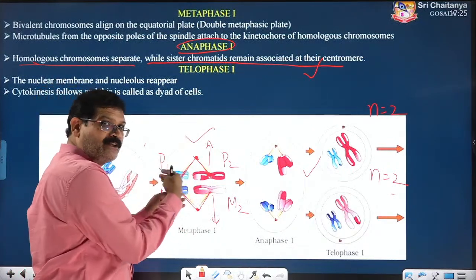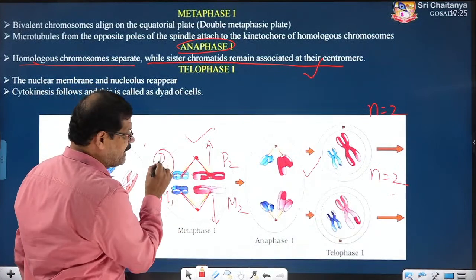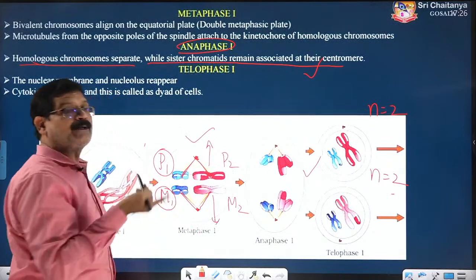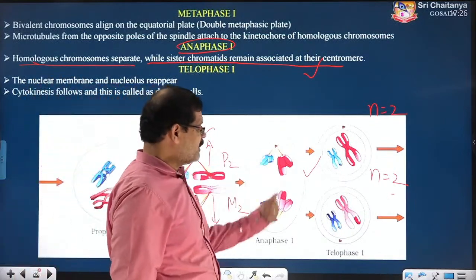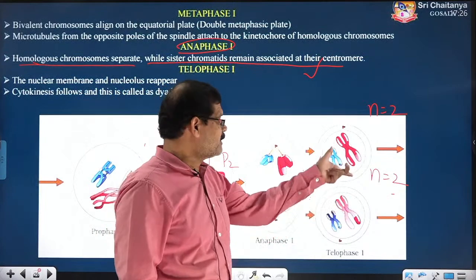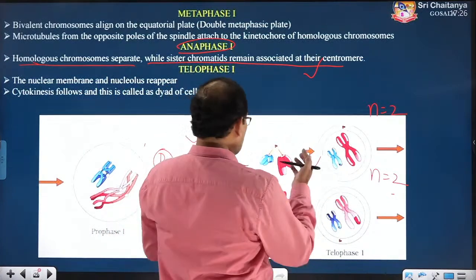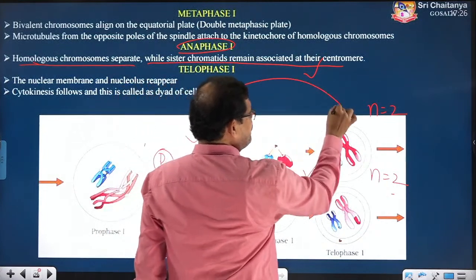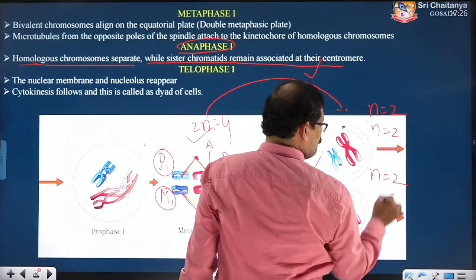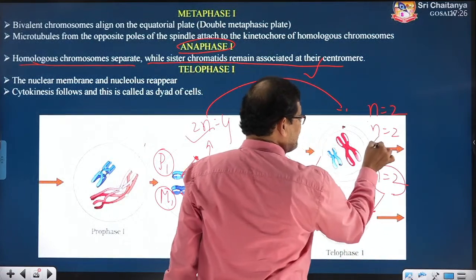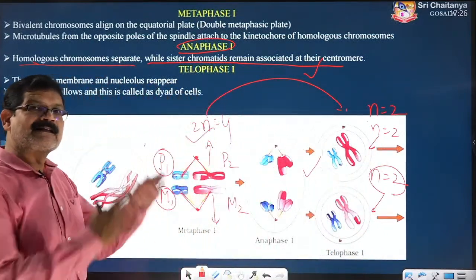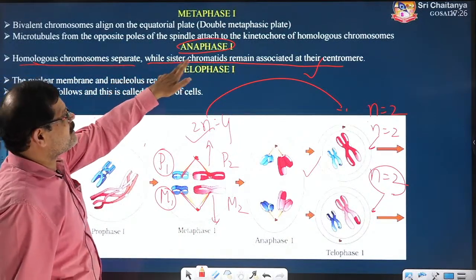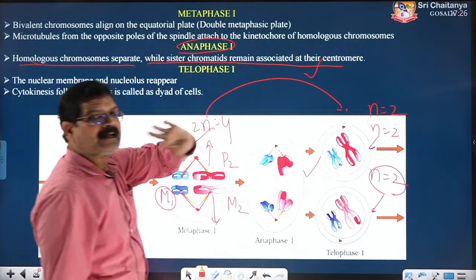It may be changed sometimes also. Sometimes P1 can combine with M2, and M1 can combine with P2. That also may happen. But here the separation will be done and the two are separated. That's why previously here 2n equal to 4. Now it has become what? n equal to 2. n equal to 2 in this cell, n equal to 2 in this cell. It's separated. This is homologous chromosome separation, while sister chromatids remain associated at their centromere.